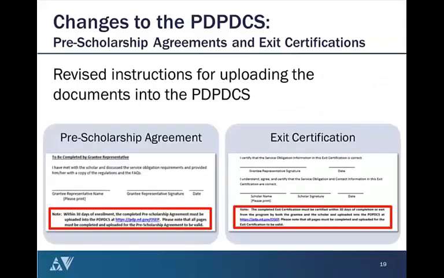The instructions for uploading both documents have been updated as well. Please note the submission requirements. The pre-scholarship agreement must be completed and uploaded within 30 days of the scholar's enrollment. Please make sure they are both signed and dated by not only the university but also the student. In addition, the exit certification must be completed and uploaded within 30 days of the scholar's completion or exit from the program. Again, please make sure you've gotten the signature of both parties, including the date that they were both signed.